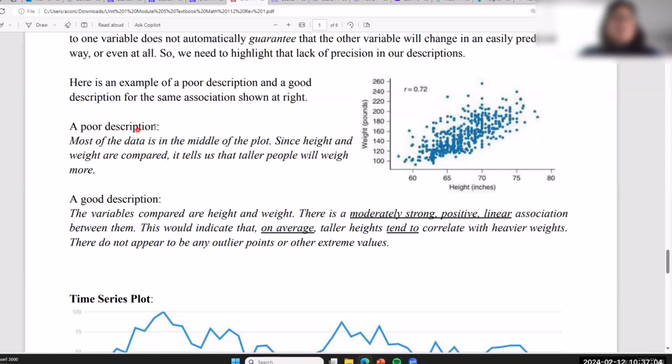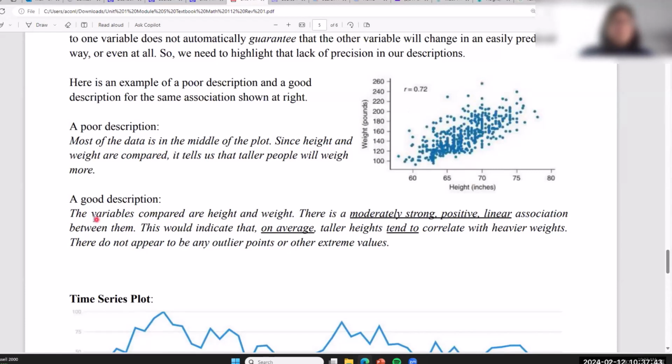So this is an example of a poor description. And you want to be careful of these things. Most of the data is in the middle of the plot. What does that mean? Is the middle over here? Is the middle over here? You've got 2 variables. Since height and weight are compared, it tells us that taller people will weigh more. Well, that's not always true, because there are some taller people that don't weigh more over here. Like this person down here doesn't weigh as much as this person here, and that person's taller. So we want to use phrases like on average or tend to.